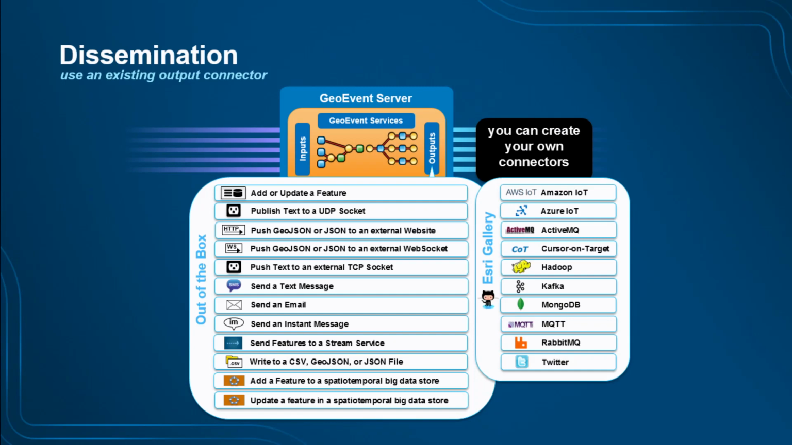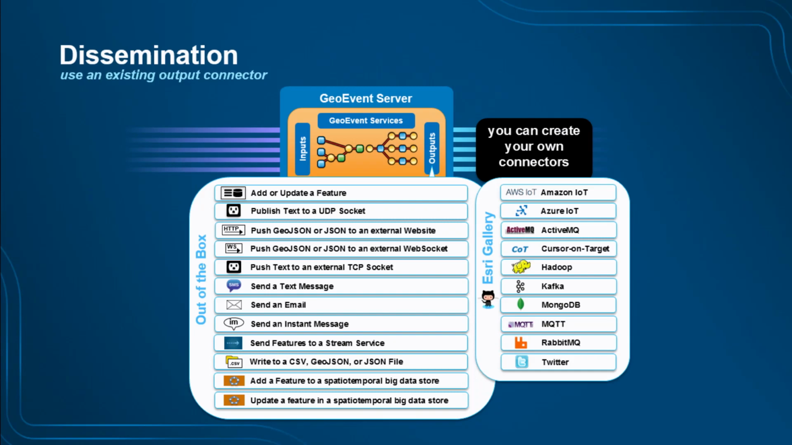You can push GeoJSON or JSON to a website. You can write to a file. You can also take different kinds of actions. You can use several connectors that support alerting, like sending an email, a text message, or an instant message. And to visualize your data spatially in ArcGIS clients, you would add or update a feature in a feature service, or you could write that feature to what we call a stream service. And we'll come back to those options in particular in just a minute.